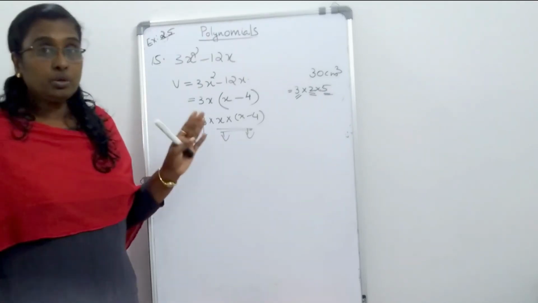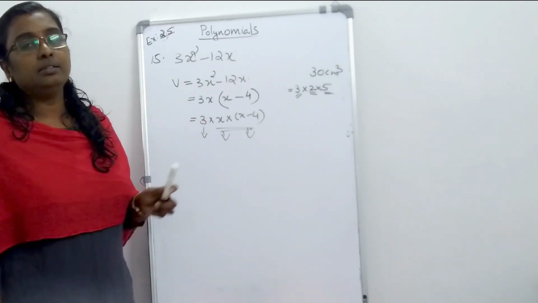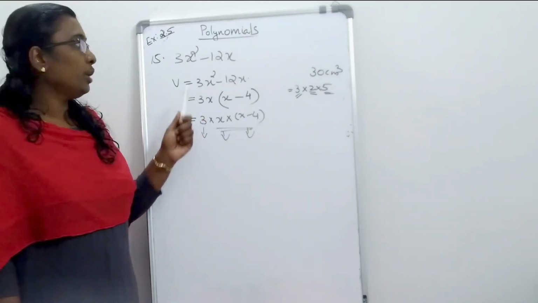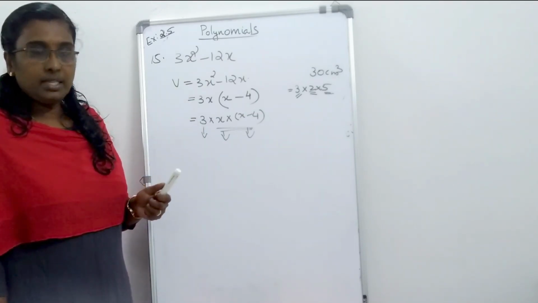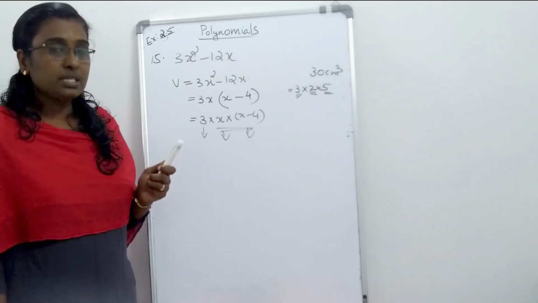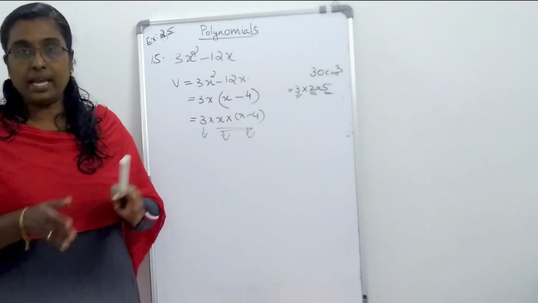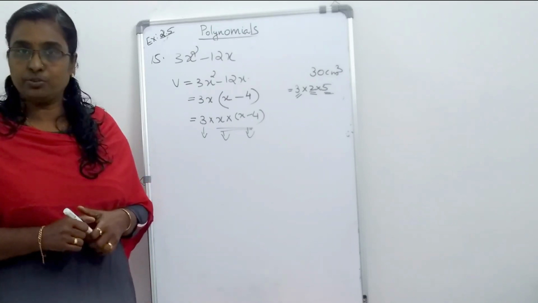Okay. One more question is there in order to find the dimensions of a cuboid if the volume is given. For that, you write that expression as the product of three factors. Those three factors are the three dimensions of the cuboid.